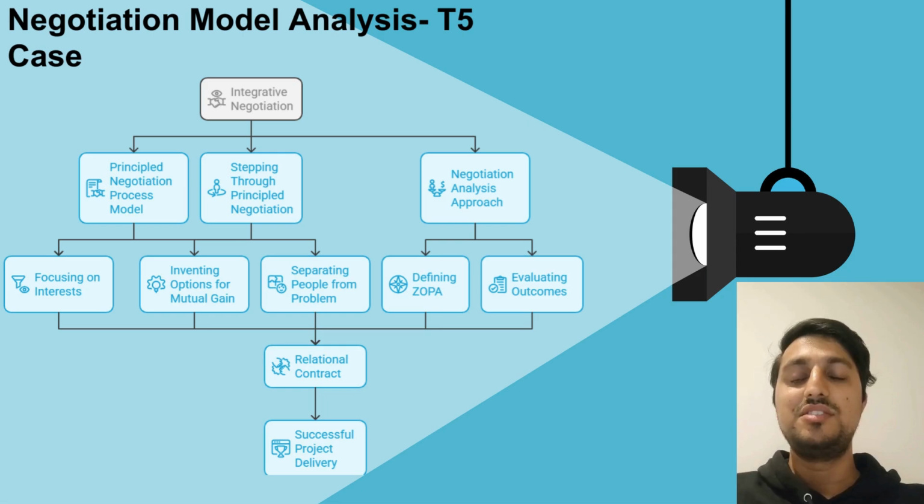Besides that, we can see traces of the negotiation analysis approach, where we're looking for the zone of possible agreements, or ZOPA, based on mutual interest. And all in all, the T5 case suggests that for complex projects like this, we need an integrated and collaborative negotiation approach.